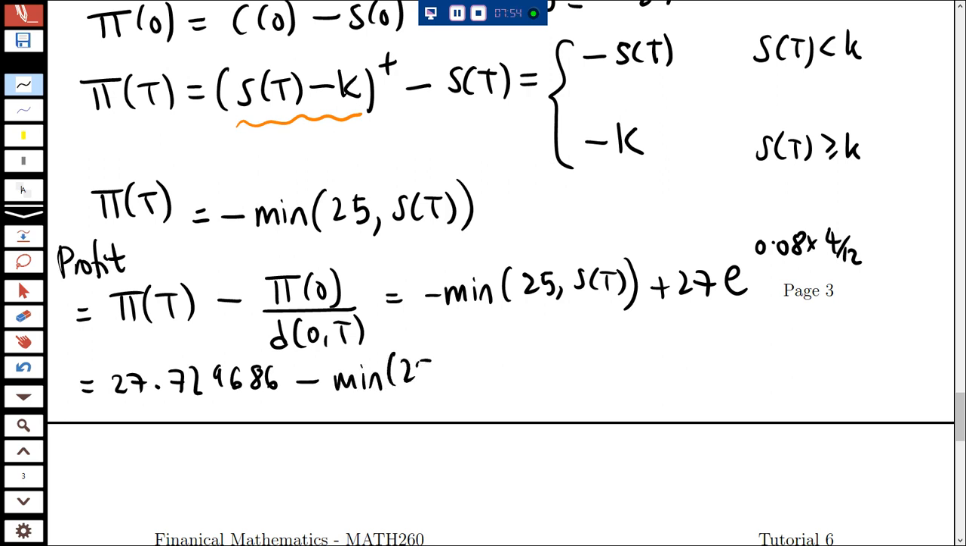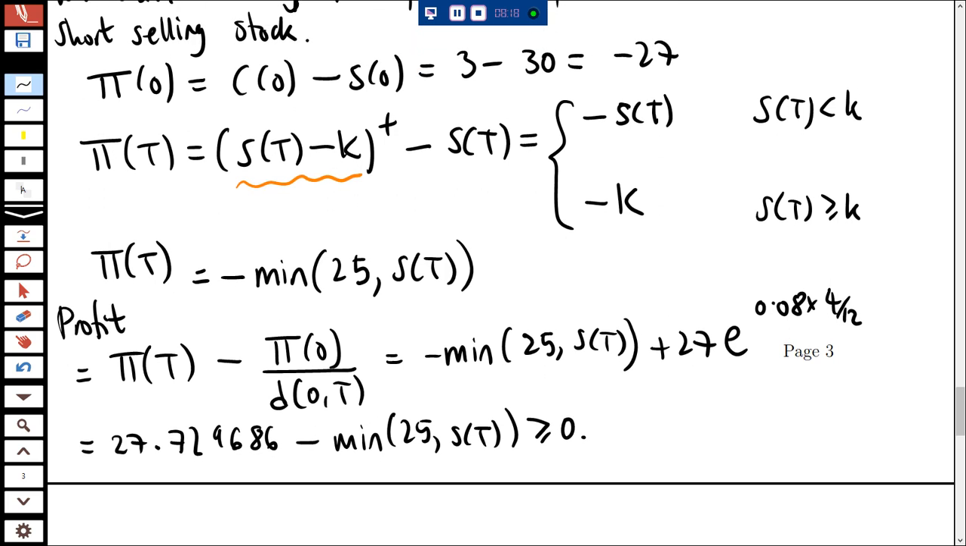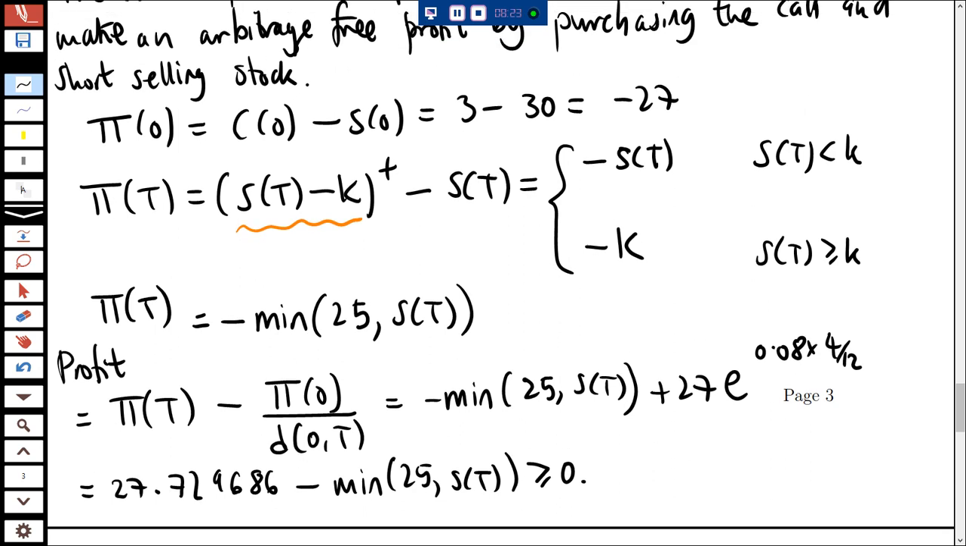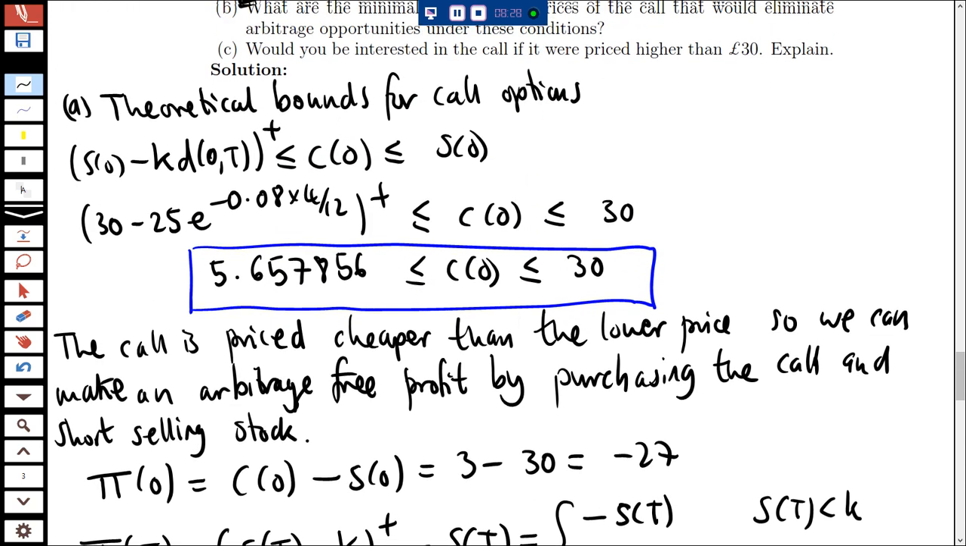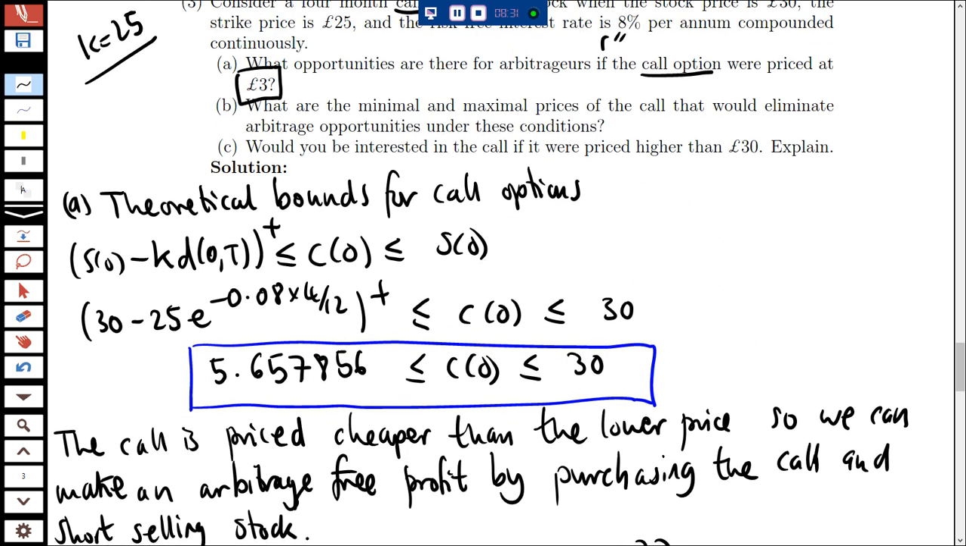Take away the minimum of 25 and the share price, which we can see is going to be at least 27.7 take away 25. So it's going to be at least £2.72. For the moment, I'm just going to say it is definitely bigger than or equal to 0. Okay, so that completes part A. We've shown that if the market price of the call is outside of this bound, we can make a risk-free profit. We've just seen how to do that.